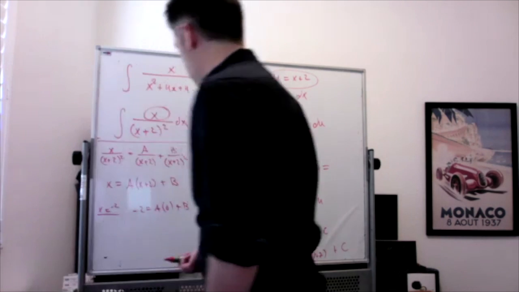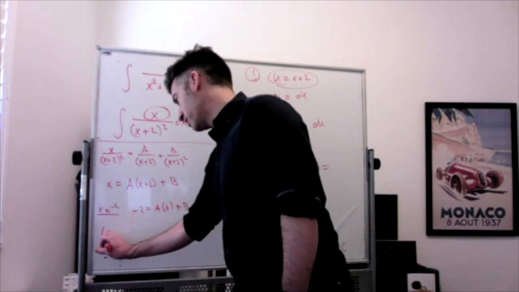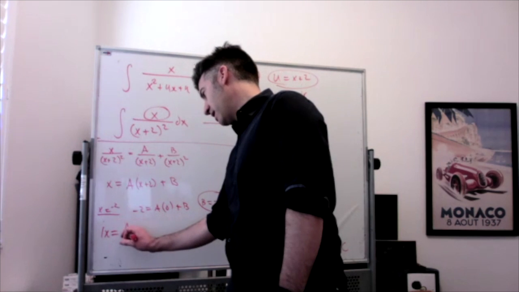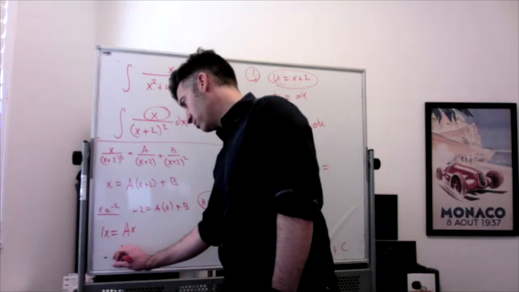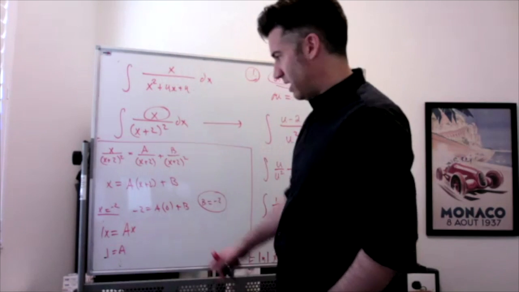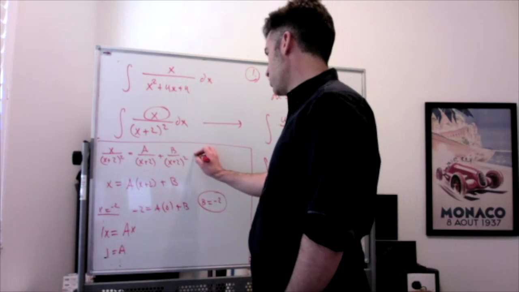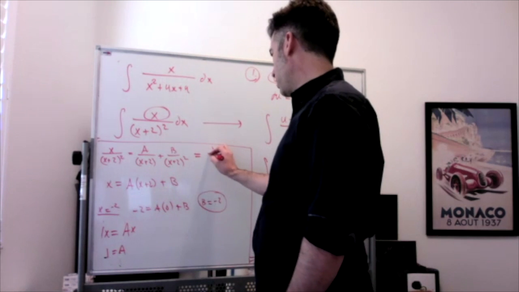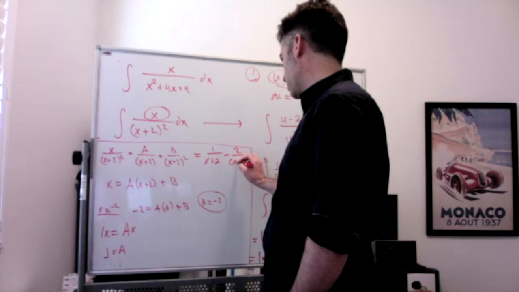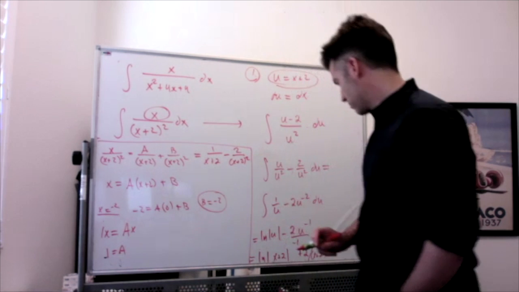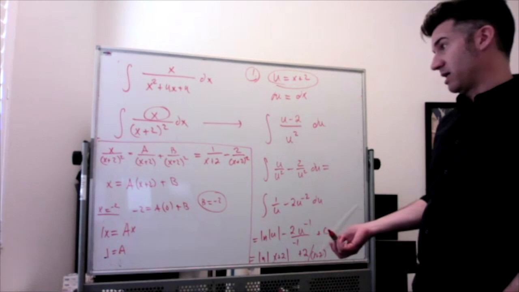And then I've run out of convenient values, but I could just equate coefficients and say, well, I have 1x on the left, and I have ax on the right. So a has to equal 1. Which makes sense, right? Because that's the only way I'm going to get 1x is if a is 1. So this is equal to 1 over x plus 2 minus 2 over x plus 2 squared. And actually, I think you guys can see we're going to get the exact same answer.